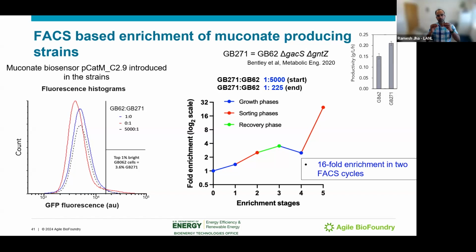So we started with a mix of these two different strains at a ratio of 1 to 5,000. The rare one is actually a good producer. And in 2 rounds of FACS, we were able to enrich that good producer by 16-fold, and ultimately we had a ratio of 1 to 225.